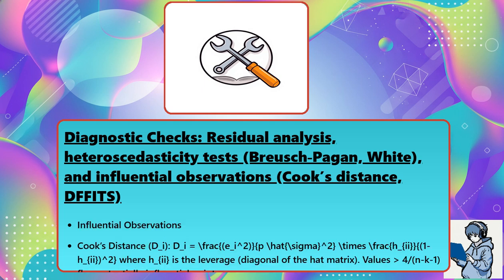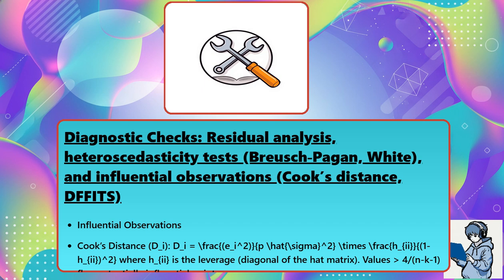Influential observations. Cook's distance, d sub i, equals e sub i squared divided by p sigma hat squared times h sub ii divided by (1 minus h sub ii) squared. Here h sub ii is the leverage, the diagonal of the hat matrix.